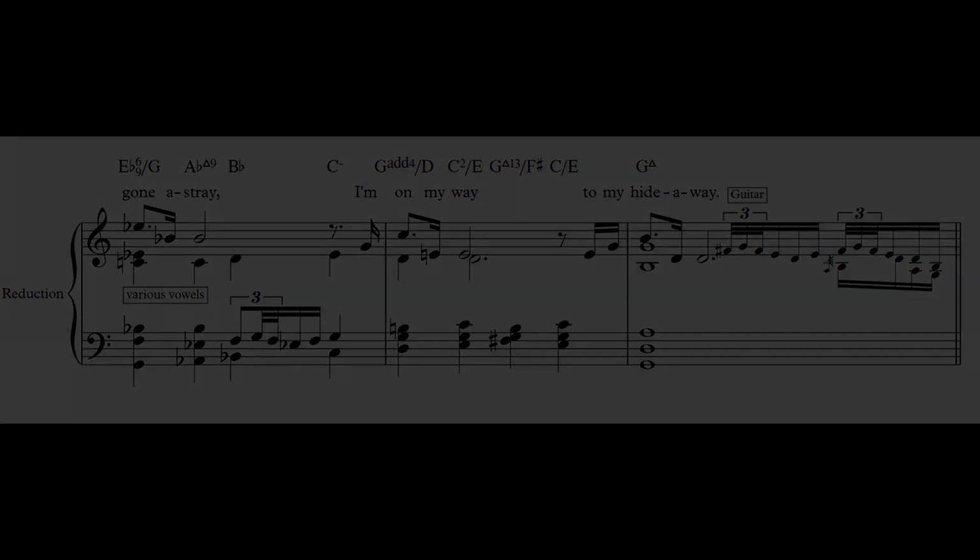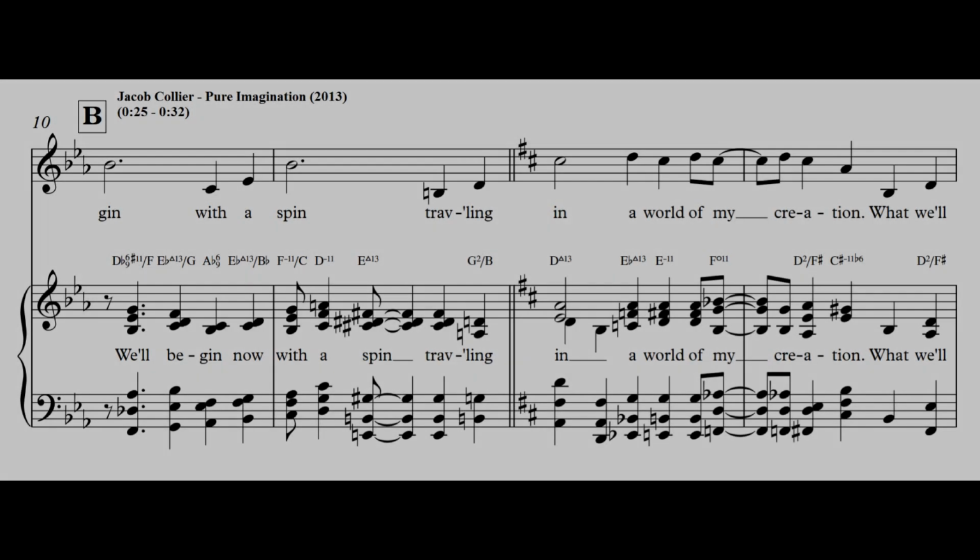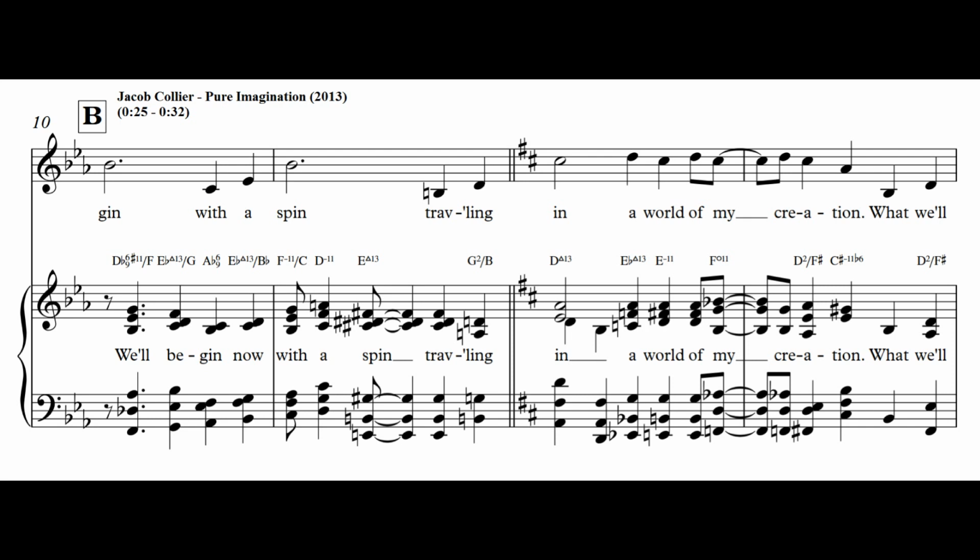Fourth example is Pure Imagination, and this excerpt is slightly different. He uses text painting as an excuse to modulate in the middle of a phrase, instead of at cadences like in the previous examples.